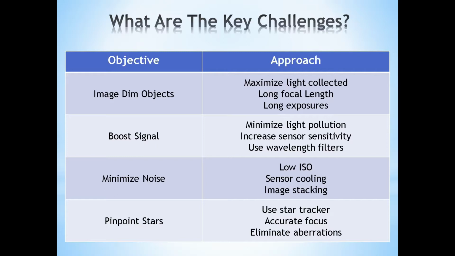You need to minimize noise, and we all know that that means a low ISO. You cool your sensor, and I'll talk a little bit about that coming up. And you take multiple images and stack them. And since noise is random, adding up all of these images will cancel out some of that noise. And to get pinpoint stars, you need to use a tracker, otherwise you'll get streaking. Accurate focus, and eliminate aberrations coming in from lenses, etc.